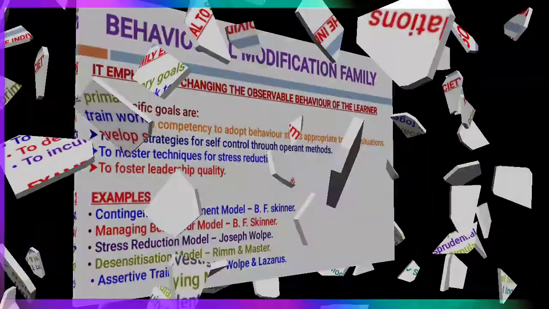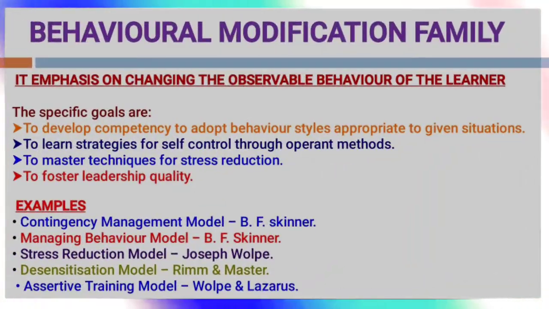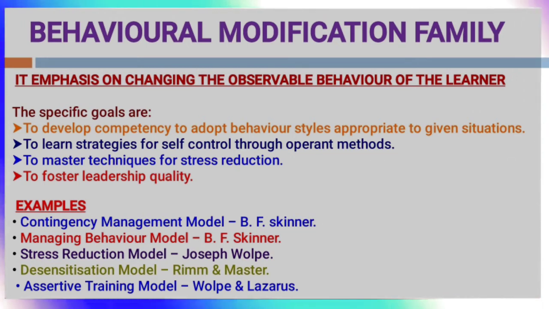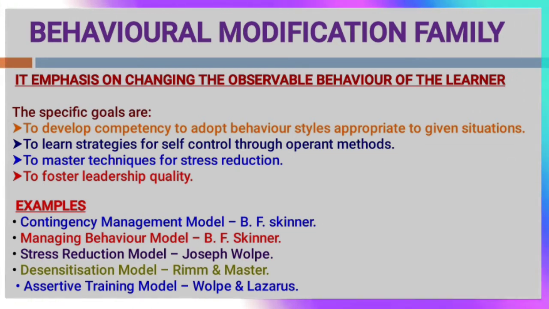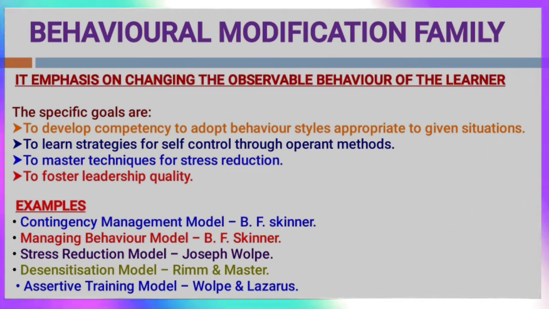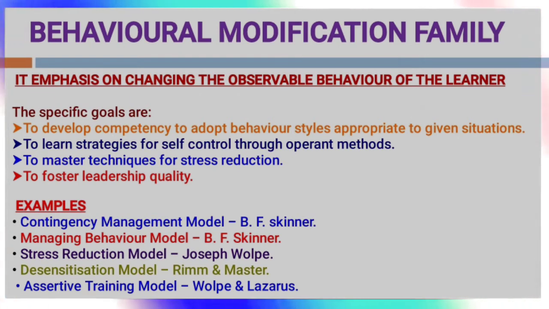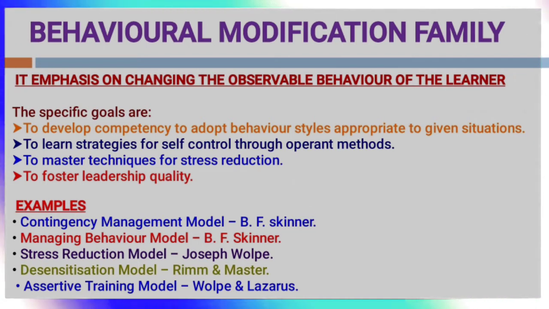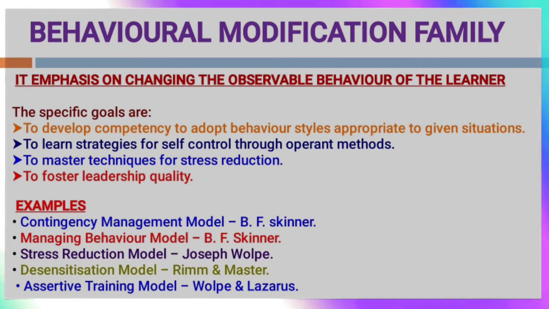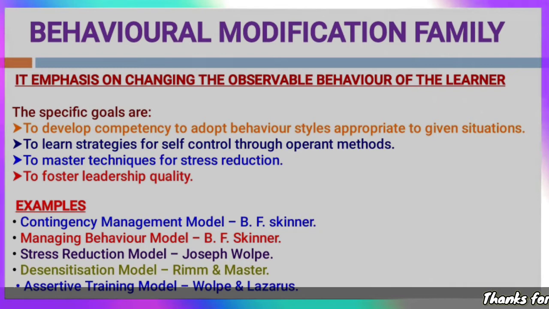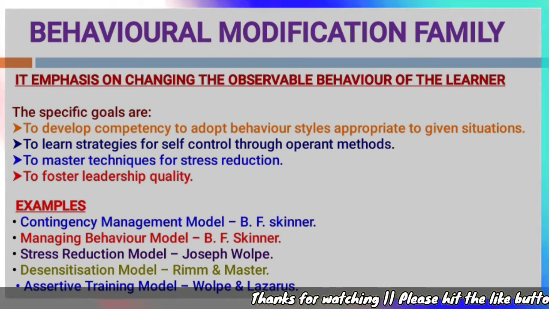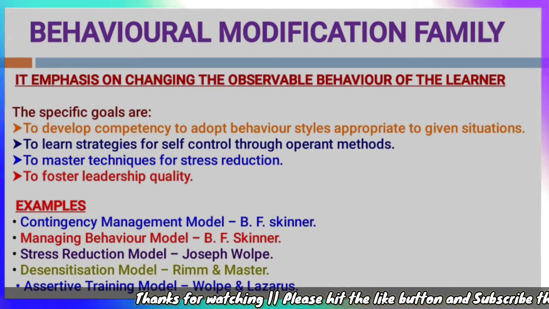is the behavioral modification family. It mainly emphasizes changing the observable behavior of the learner. The main goals of this family are to develop competency to adopt behavior styles appropriate to given situations, secondly to learn strategies for self-control through operant models, thirdly to master techniques for stress reduction, and lastly to foster leadership quality.